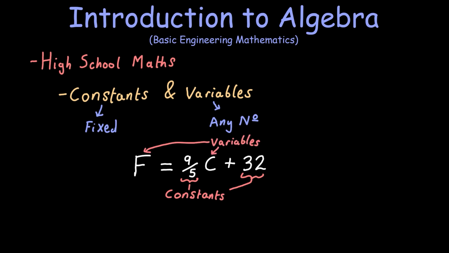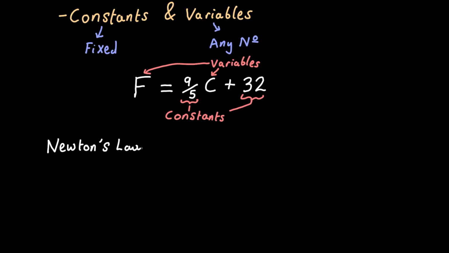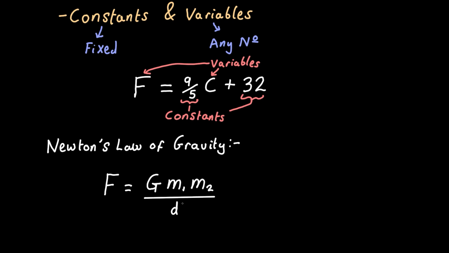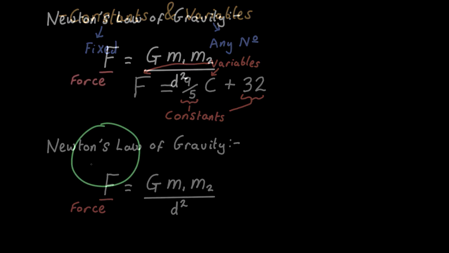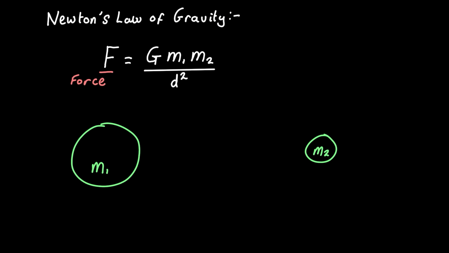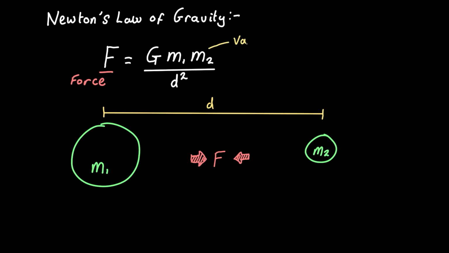Another interesting equation that contains both variables and constants is Newton's law of gravity. Now I'll be covering Newton's law of gravity in future videos, and we'll really go into depth about what this equation means. But in this equation, the letter F represents force. And what this equation tells us very concisely is how much gravitational force to expect between two objects that have masses of m1 and m2 when separated by a distance of d. The symbols F, m1, m2 and d are variables in this equation.